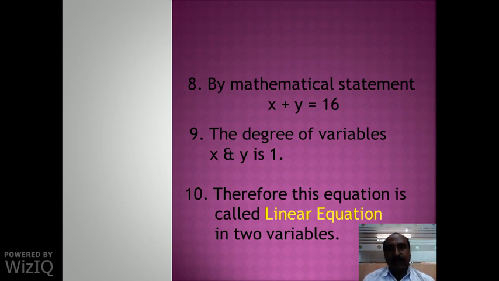This equation is formed. Now here, this X plus Y is the left hand side and 16 is the right hand side. But here, the degree of these variables is 1. The degree of X is also 1 and the degree of Y is also 1. So this type of equation is called the linear equation in 2 variables.